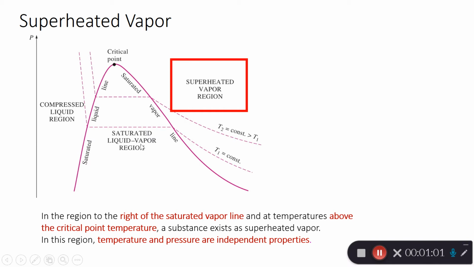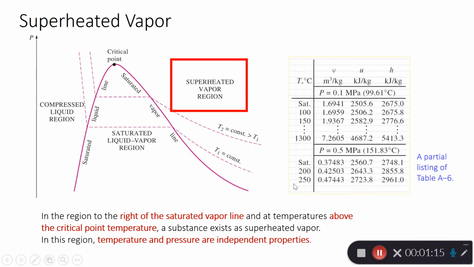But in the superheated vapor, temperature and pressure are independent. When you have a pressure, it does not mean that the temperature is a certain value. You have to know both in order to determine the other things.